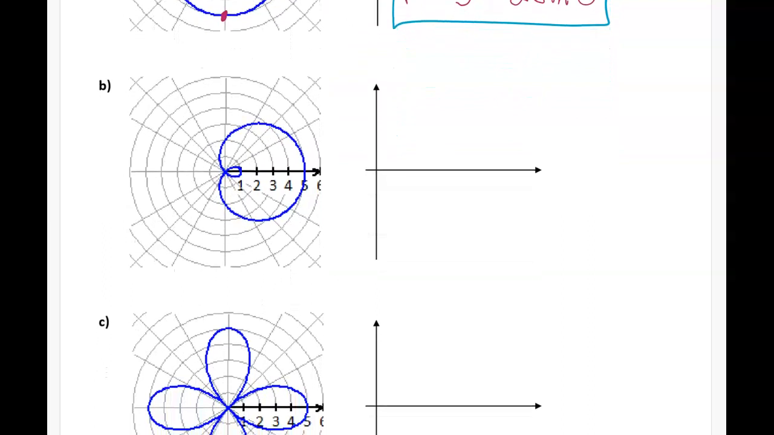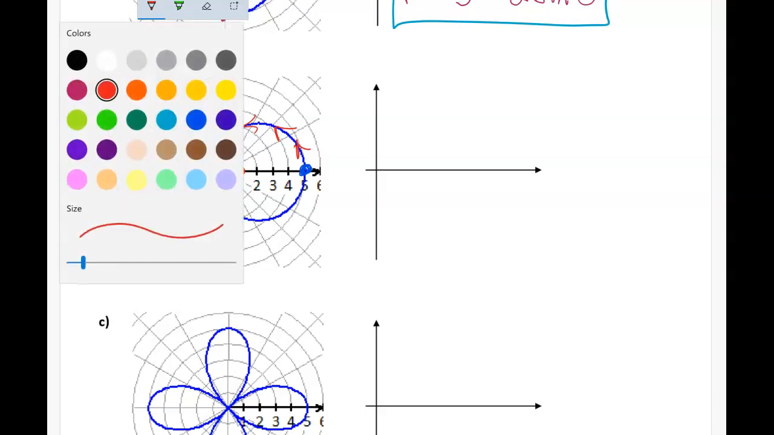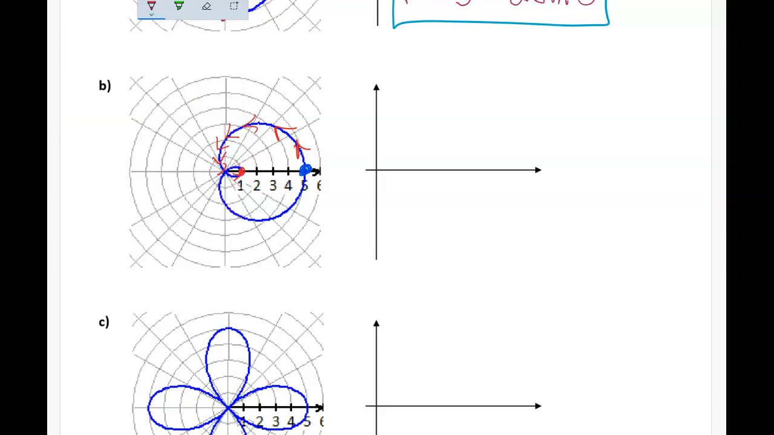All right, let's try B here. It looks like our maximum radius here is 5. And if you look at what happens on this graph as we rotate through quadrant 1, the radius gets smaller, and then you notice that the radius becomes negative. So by the time we get to 180, the radius is negative 1. So it appears that our highest radius that we need is 5. The lowest radius is negative 1.